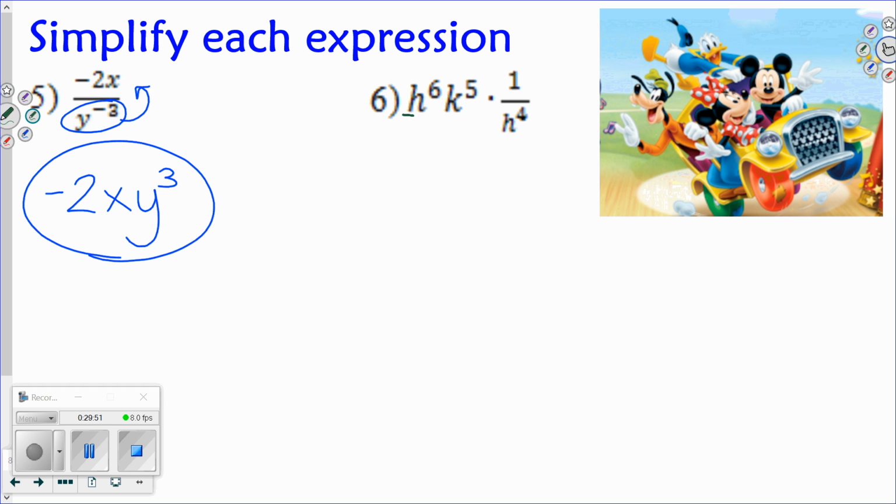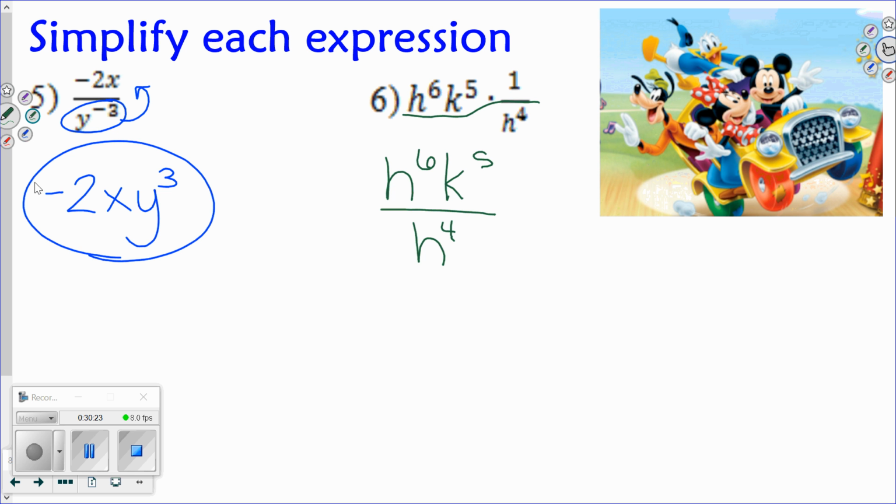What if that fraction bar is actually rewritten? What if I wrote that as h to the 6th, k to the 5th, and on the bottom was h to the 4th? Would that make more sense to you? Does that mean the same thing? Yeah, it does. What stuff's on top? What stuff's on bottom? Why didn't I write the 1 down? If you multiply by 1, does it change anything? No, so I didn't really need to. It's one of those unspoken ones again.